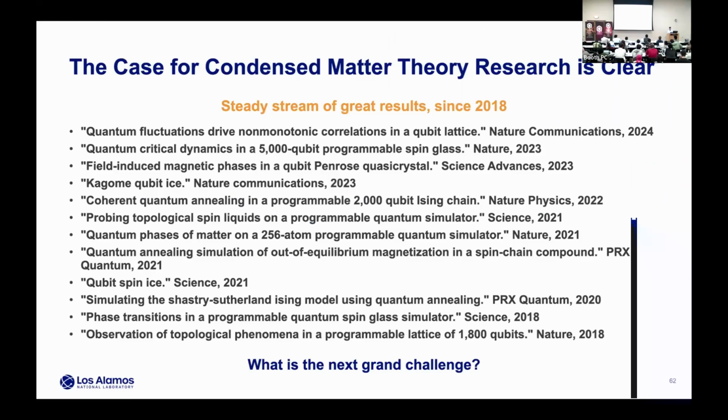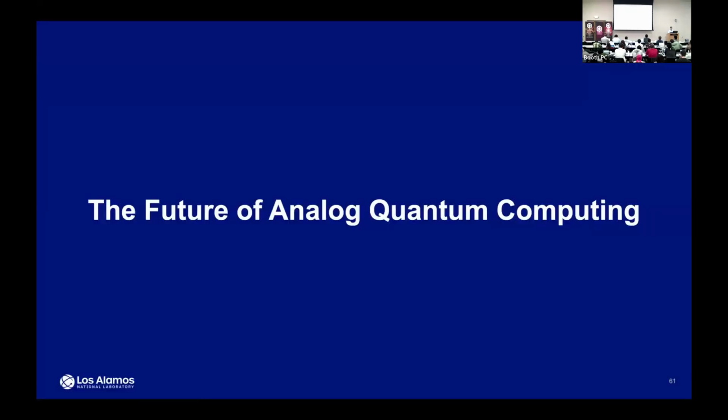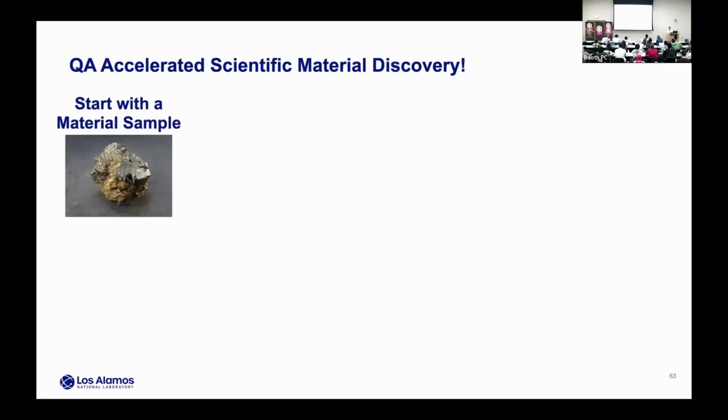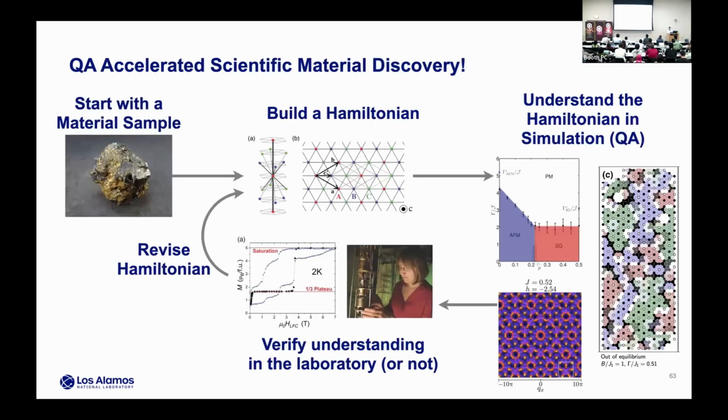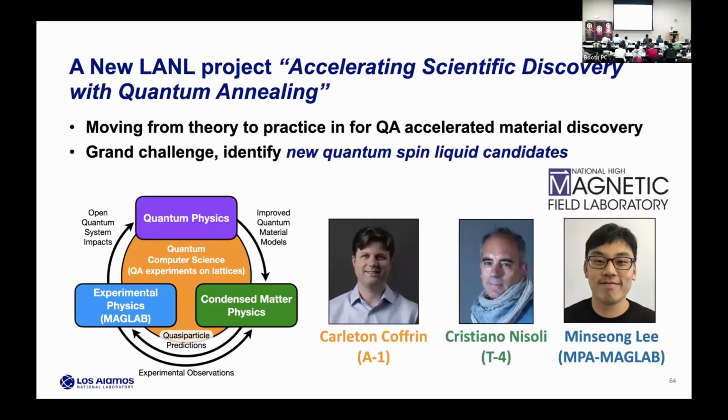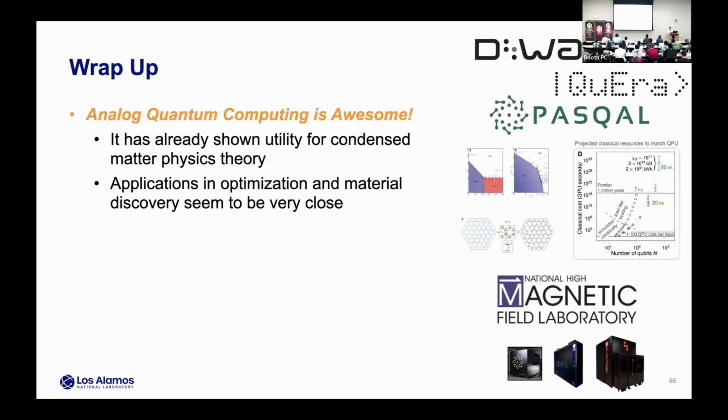So that is that. I just want to mention, what is the future of analog quantum computing? This is kind of my pitch to you guys. I think the case for condensed matter theory research is now very solid. Since 2018, we've had a great line of papers on how to do this. So what's the next big grand challenge? That is actually to try to use this technology to improve finding real materials. This is a collaboration I have with Vivian and others, where we're using quantum annealing to try to accelerate the material discovery process. We're working on that right now. We're pretty excited about it, so that's going to be fun.